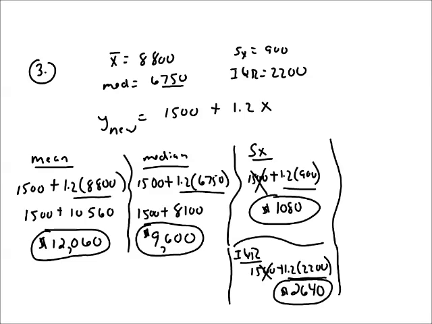Not too bad if you remember those simple rules. Measures of center, you do everything to. Measures of spread, like standard deviation, IQR, range, variance, you only multiply. Okay, good luck.